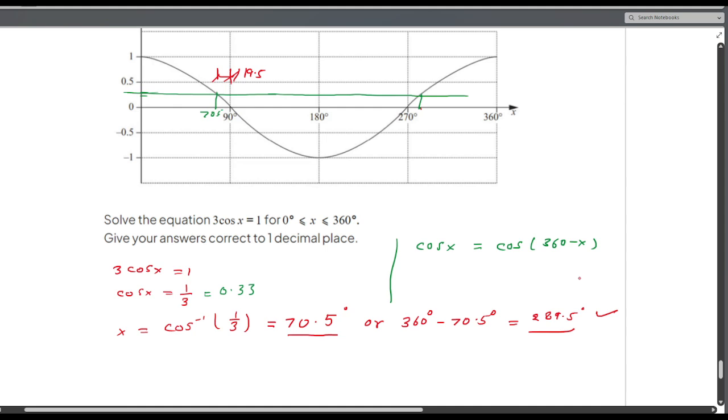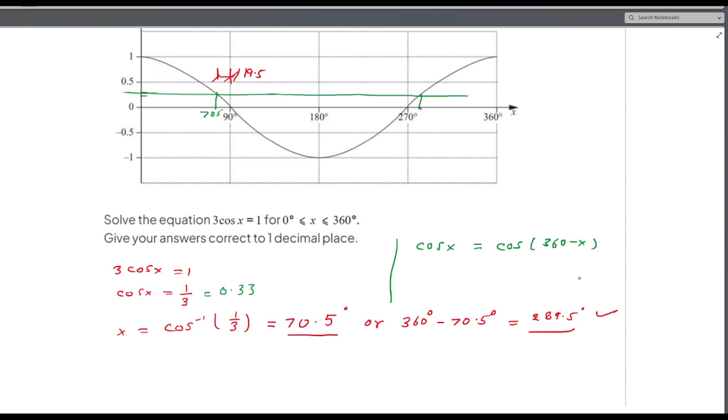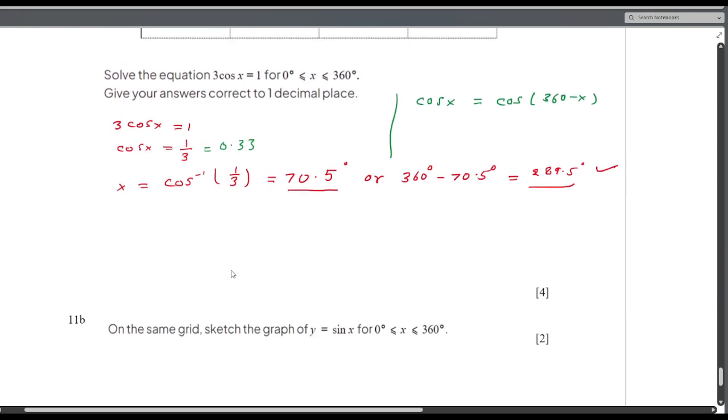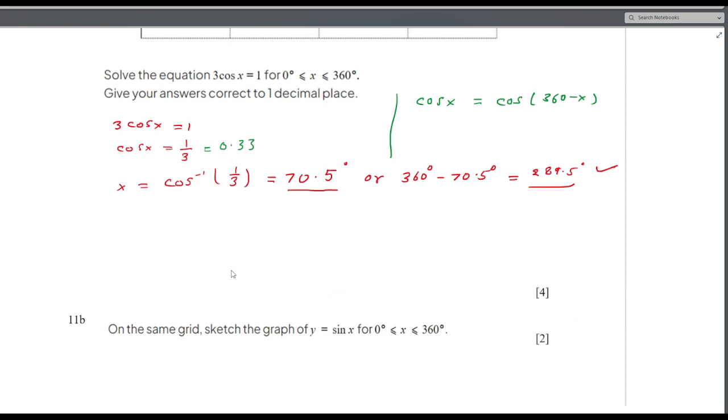So when they give you a graph and then ask you to solve, you can find out your answer using the graph also. Okay, it is not difficult. In your grade 11, definitely we will see these kinds of questions in more detail, right? So the first part done, I got the value of x as 70.5 or 289.5.